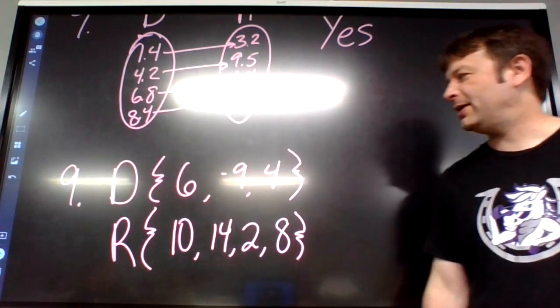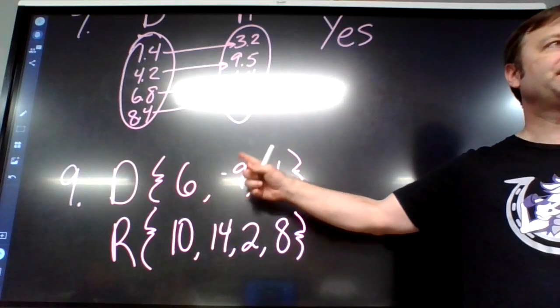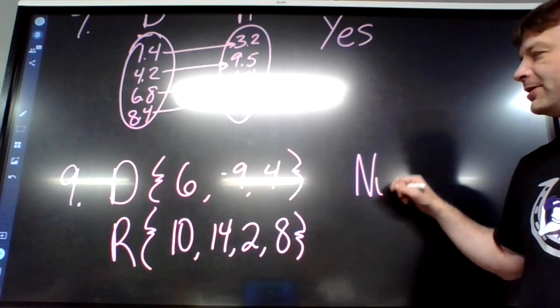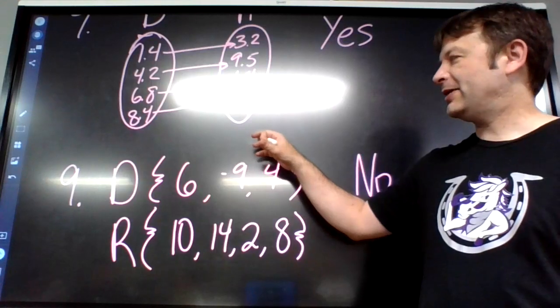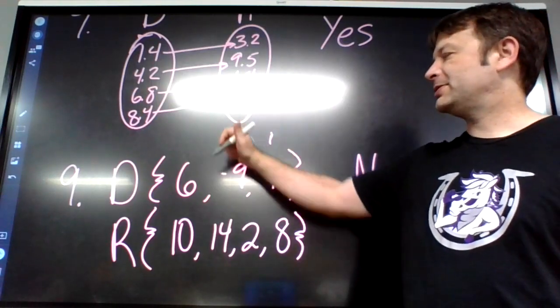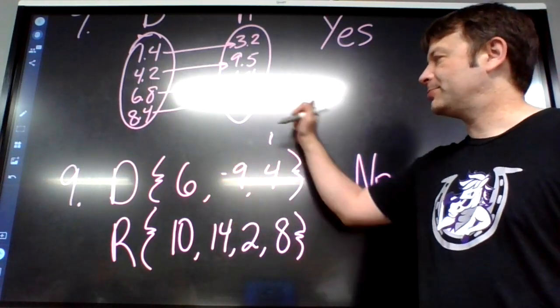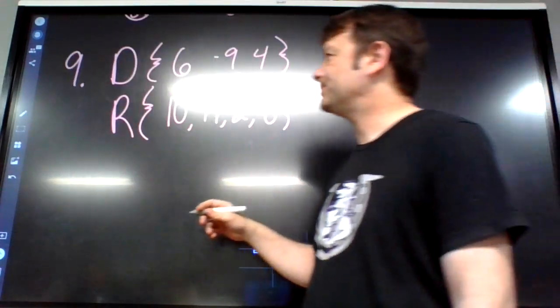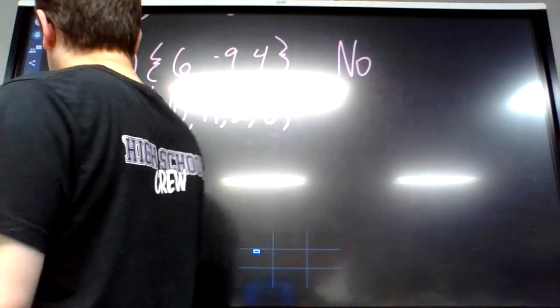Okay, is this a function? No. How could they tell? Because -9 appeared twice in the x values. Because -9 is going to two different y values. But that's not a function. We only wrote -9 once.